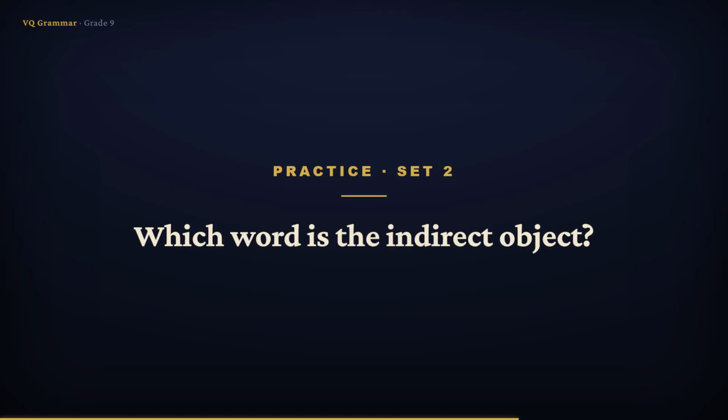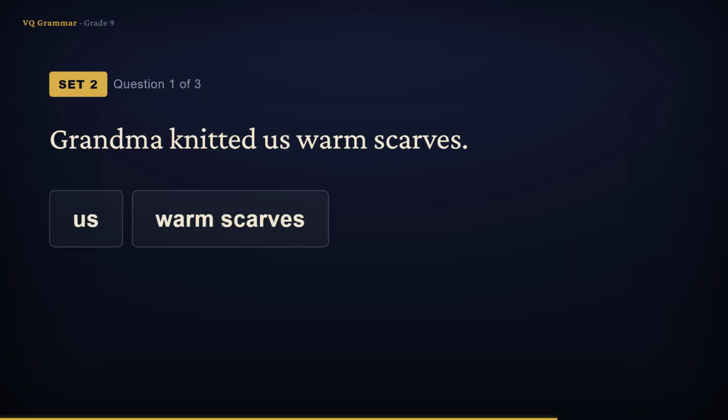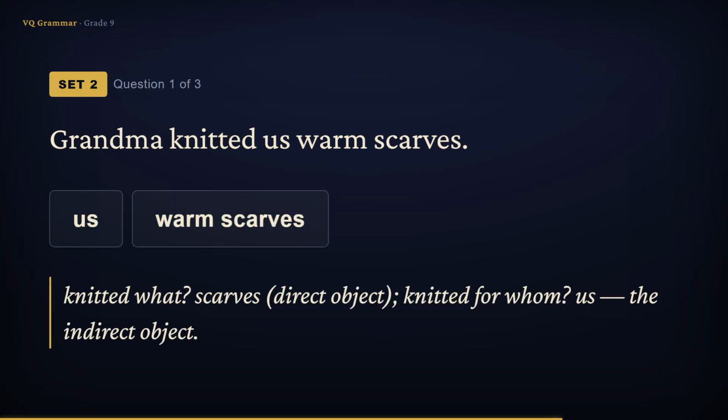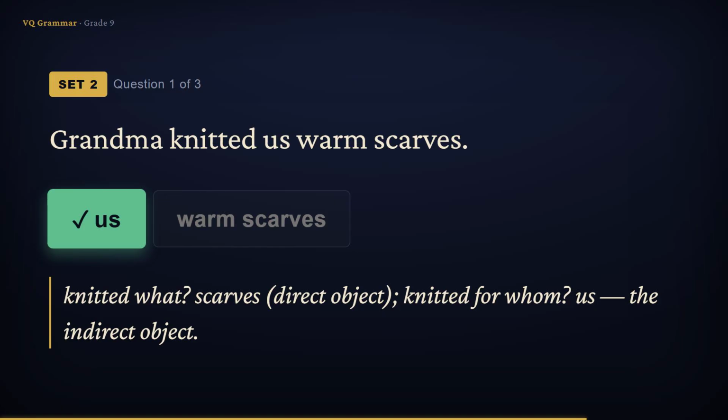One more set. Each of these sentences has both a direct object and an indirect object. Remember, the indirect object comes first, right between the verb and the direct object, and answers to whom or for whom. Pick the indirect object in each. Pause and choose before I answer. Grandma knitted us warm scarves. The direct object is what she knitted, warm scarves. But for whom did she knit them? Us. That word comes before the direct object and answers for whom, so us is the indirect object.